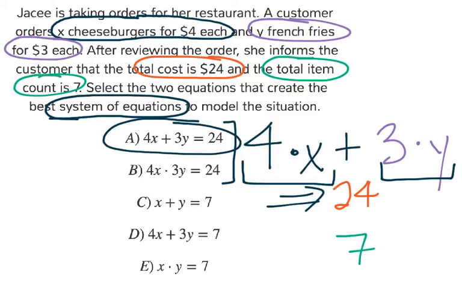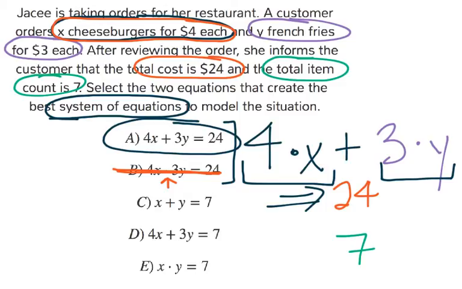Let's very quickly look at B and see if that holds any water. 4x times 3y. Well, 4x is good because that's 4 times the number of cheeseburgers, but then you're multiplying again by 3y, the number of french fries. That doesn't really make sense. That's not going to give you the total cost. So B's out. All right, now we're down to C, D, and E.